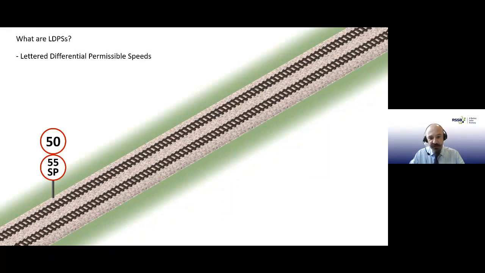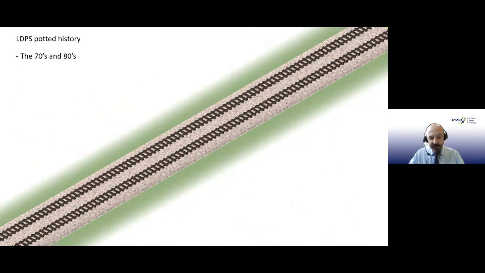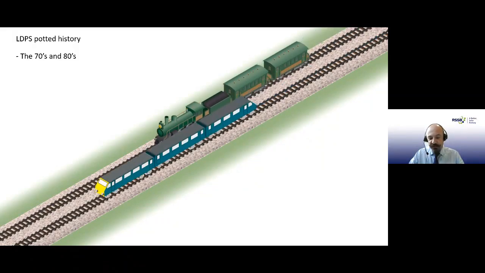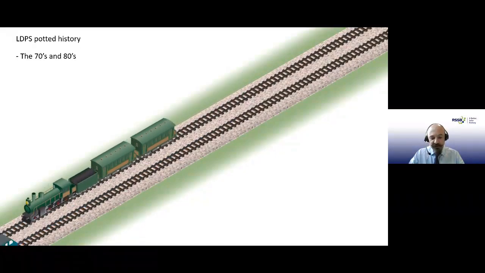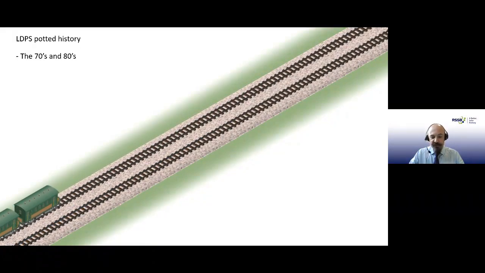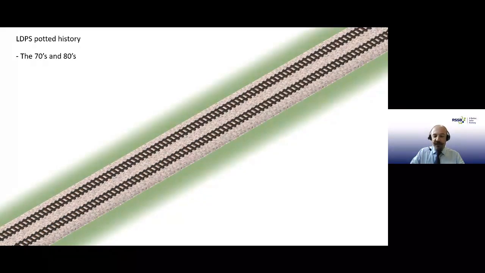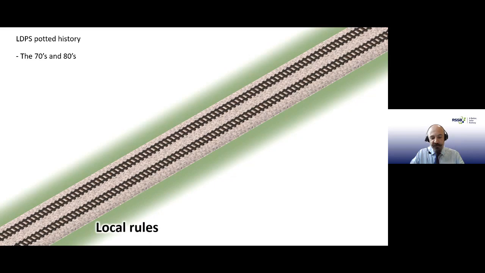Now a little bit of history. LDPSs were first introduced in the late 70s, early 80s as a low-cost means of allowing rolling stock that was new at the time to travel at faster speeds than the vehicles they were replacing, and do so without the need for costly infrastructure works. Over time, LDPSs have been implemented on different parts of the network according to need, for example, due to fleet introductions or cascades, and often using local or regional mechanisms.